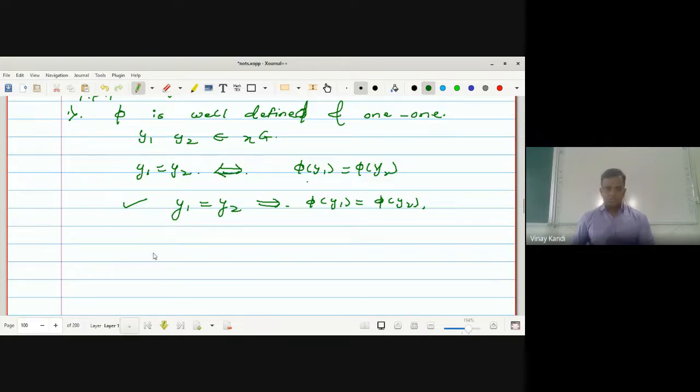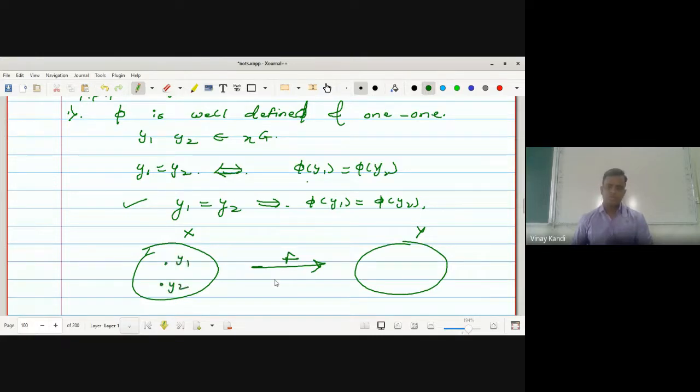What does it mean? Suppose this is the domain x. This is y. This function is f. Suppose this is y1. This is y2. This is phi of y1. And this one is phi of y2.